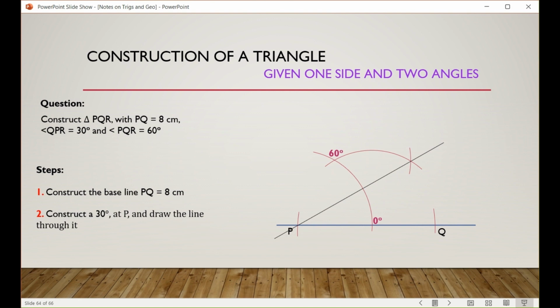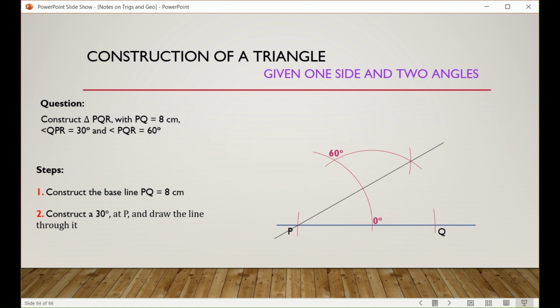So what information have we put up already? We have put up the baseline, PQ. We've constructed that. And we've constructed a line where somewhere along that black line lies R. And how do we know that? We know that the angle QPR, which we constructed, is 30 degrees. But we just don't know which part along that line R lies. So now we go and look at the other piece of information.